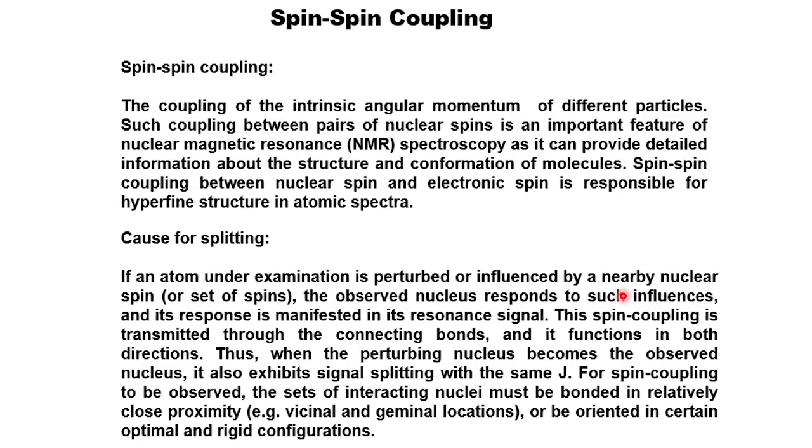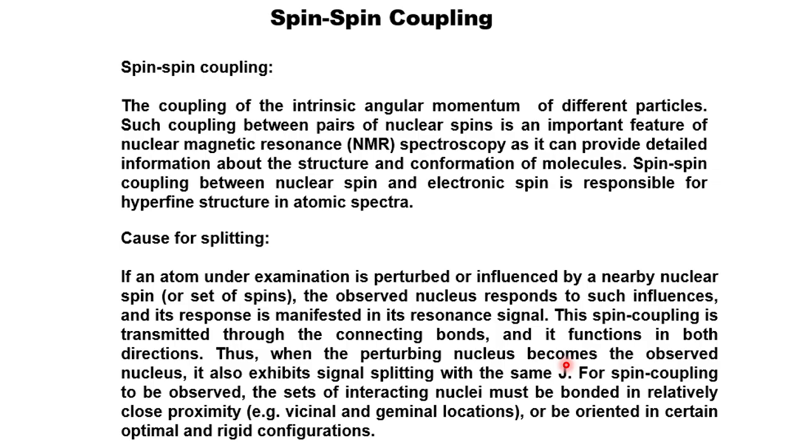Now, this spin coupling is transmitted through the connecting bond. So, it is only possible if it is directly bonded with the atom. We will give you an example. And it functions in both directions. Thus, when the perturbing nucleus becomes the observed nucleus, it also exhibits signal splitting with the same J value. So, spin-spin coupling is actually represented by J.